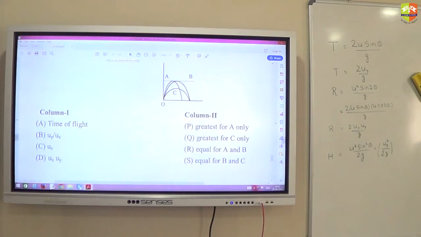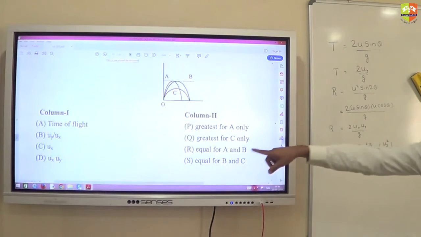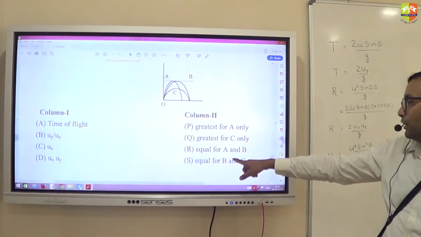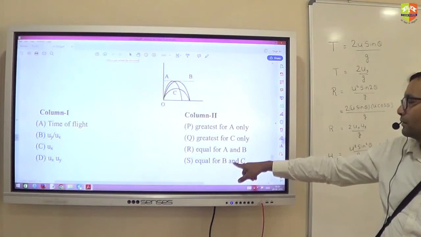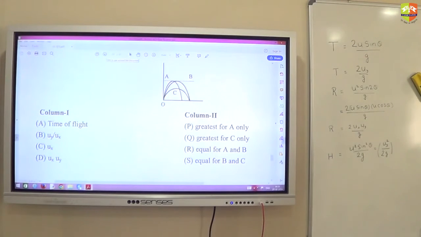Now, let's take UX into UY, D. I don't need to go in sequence, you understand that? UX into UY, tell me. Right, range should be same. If UX and UY are equal, so equal for B and C.